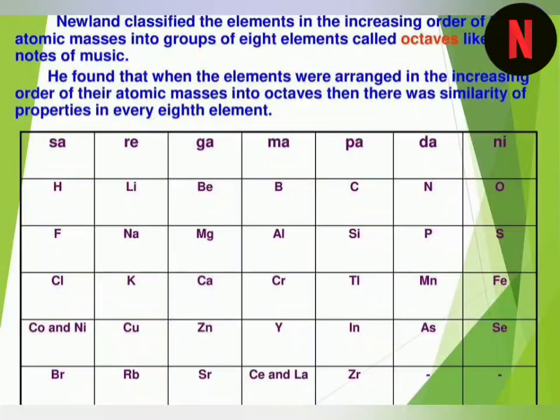This means that starting from hydrogen, the 8th element is fluorine. Thus, hydrogen and fluorine will have similar properties. Similarly, starting from lithium, the 8th element is sodium. Thus, lithium and sodium will have similar properties. Starting from sodium, the 8th element is potassium, from potassium, the 8th element is copper, and from copper, the 8th element is rubidium. Thus, all the elements arranged within the same vertical column, like lithium, sodium, potassium, copper, rubidium, etc., will have the same chemical and physical properties.